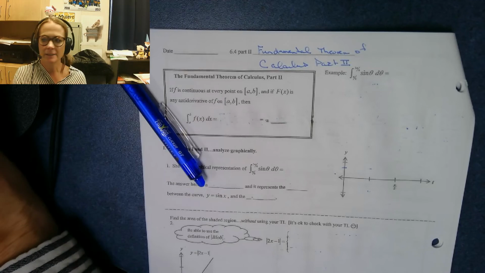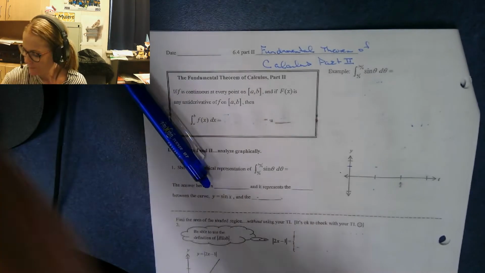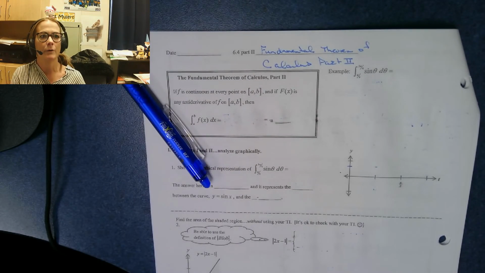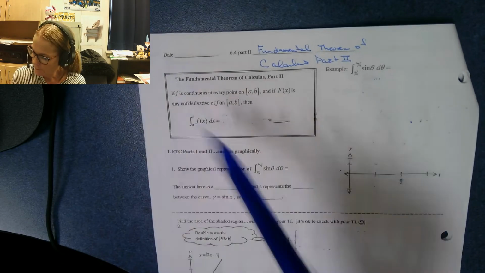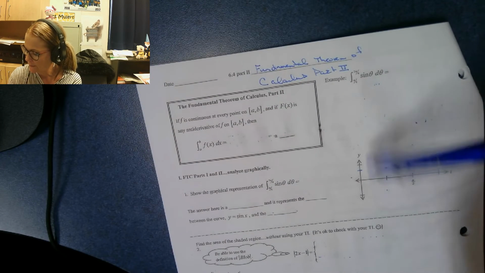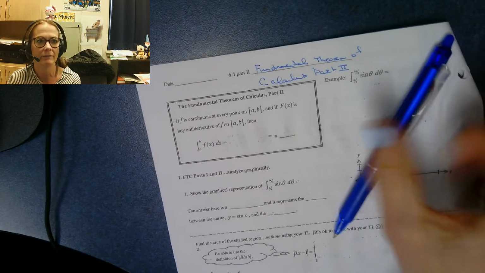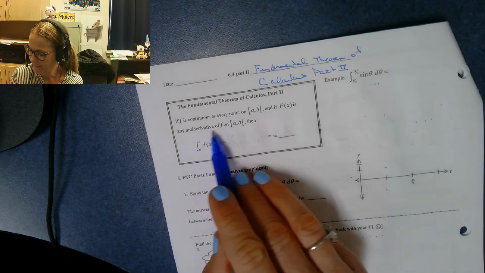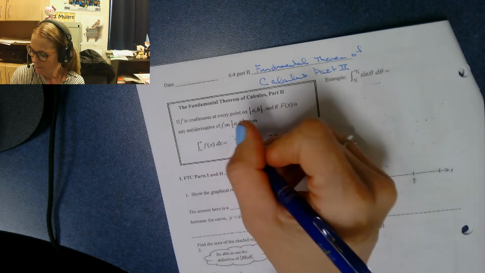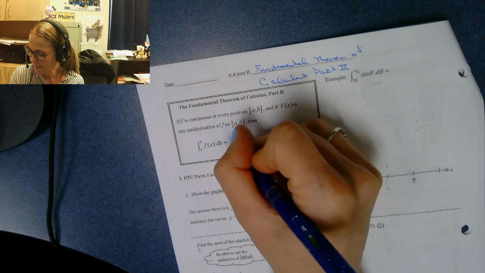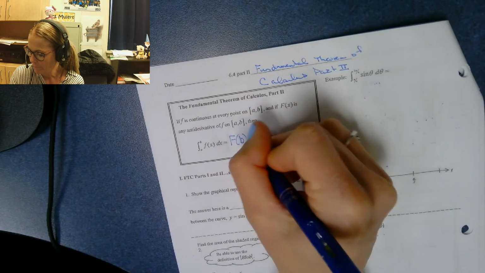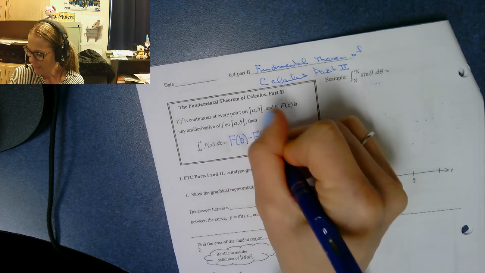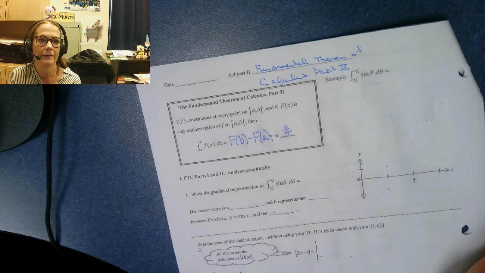Let's do 6.4 Part 2, Fundamental Theorem of Calculus, Part 2. All right, you already know that. We've already worked with this. We're just going to formalize the name of it. If f is continuous at every point on [a, b], and if F(x) is any antiderivative of f on [a, b], then when we evaluate this, we get the antiderivative evaluated at the upper bound minus the lower bound. And this computes a number, and it's the area under the curve.